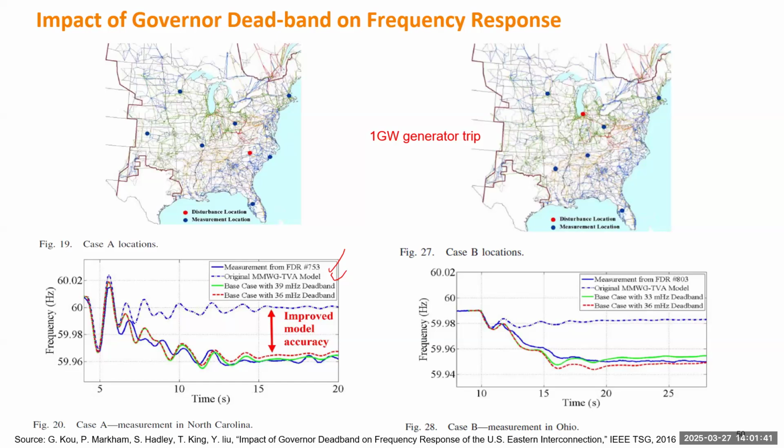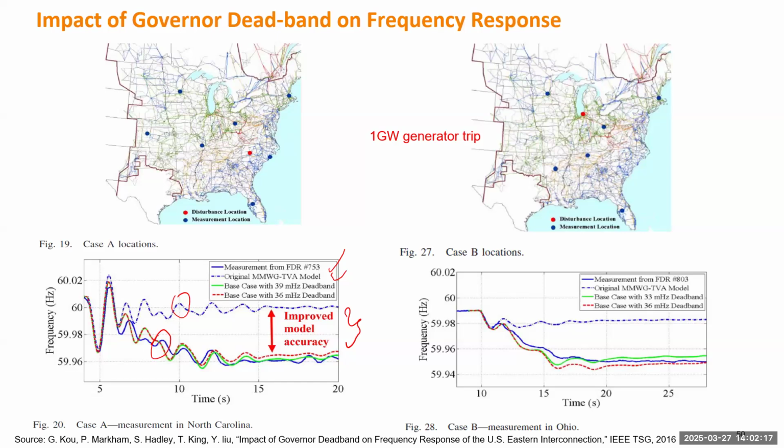But if you simulate the same event, you see the blue line is here, and the broken line is there. So they are very different. So finally, the frequency difference will be around this gap. So even the first few swings, they match very well, but steady state frequency are very different. So then they increase the dead band. They try 2 different values. The first case, they adjust the dead band for the simulation model to be 39 millihertz.